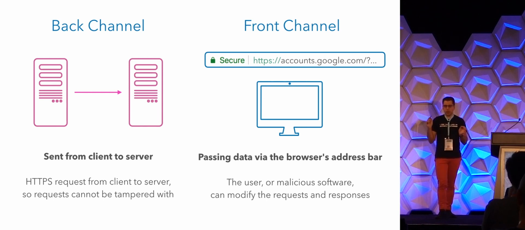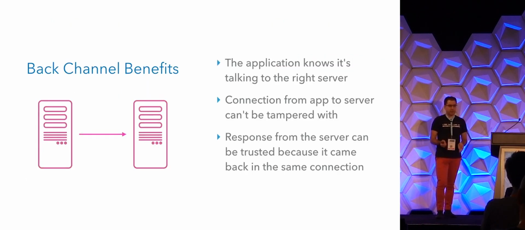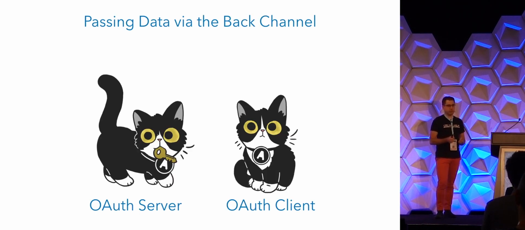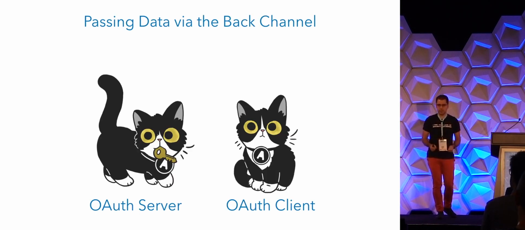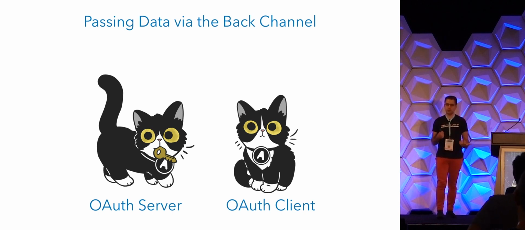So benefits of using the back channel, again, these are things we usually take for granted because we're so used to it. But when you make an HTTPS connection from a client to a server, that certificate's verified, then the connection is encrypted, which means it can't be tampered with, and the response that comes back is part of the same connection so the client can trust it. It's like hand delivering a message. You walk up, you say, here is a message, you can see that the other person is taking it and accepting it, they can verify who you are, and everything is happy.